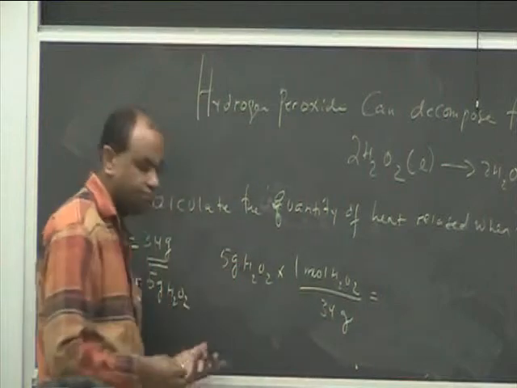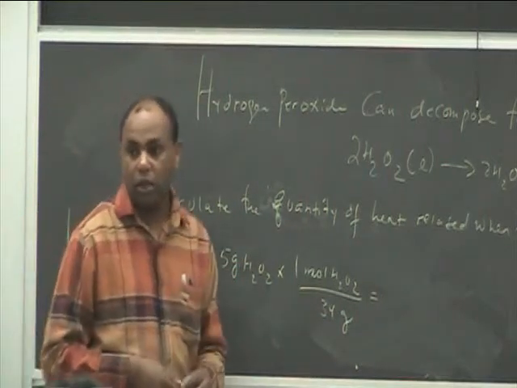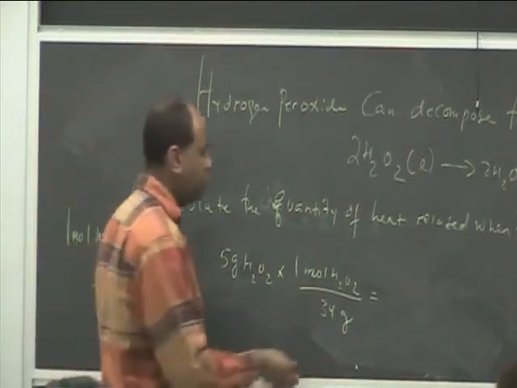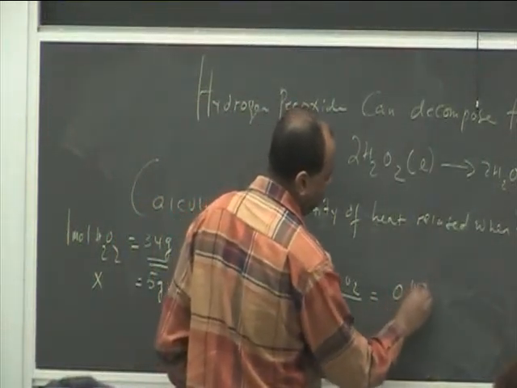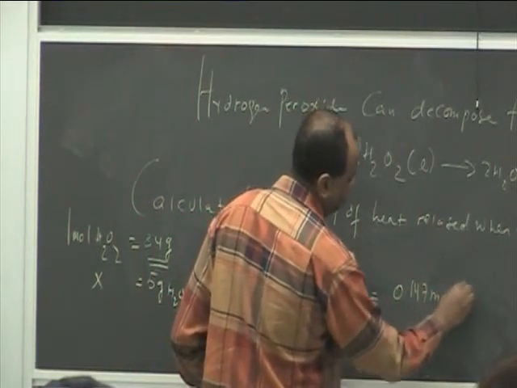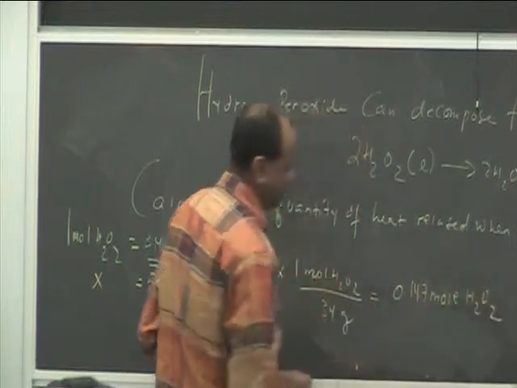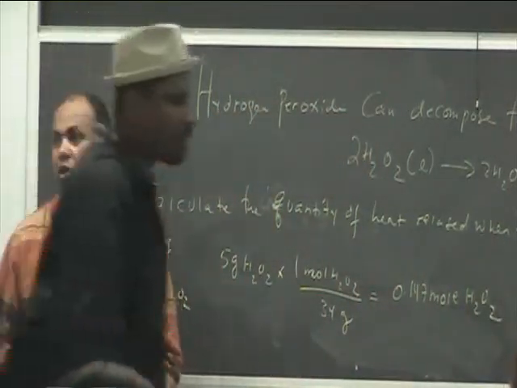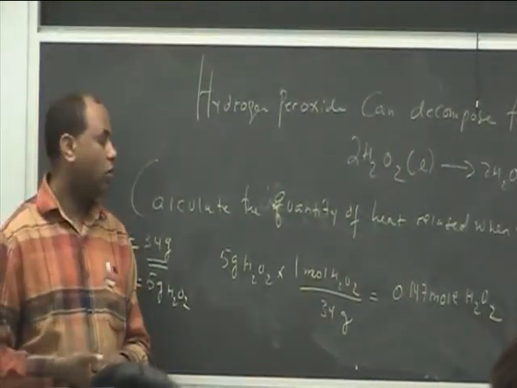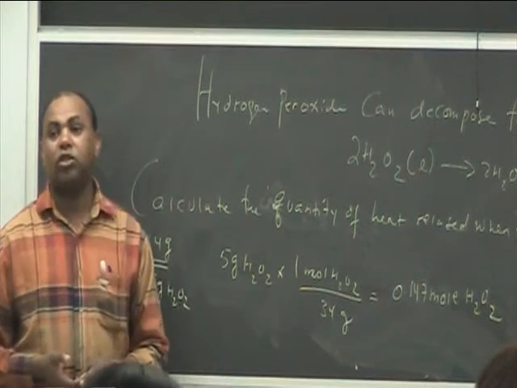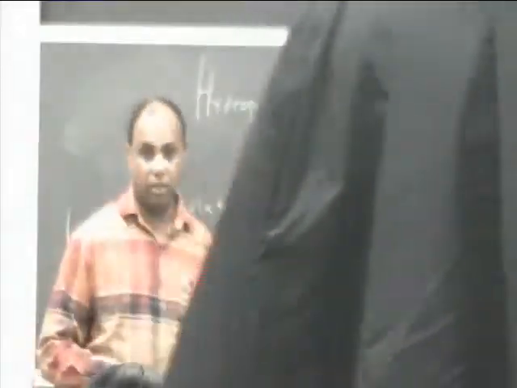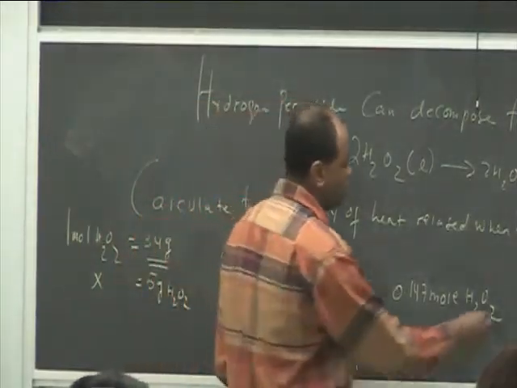That gives you 0.147. 0.147 what? Moles. Moles of what? H2O2. H2O2, right? Up to this point is clear, right? Okay, now this is what you're going to say.